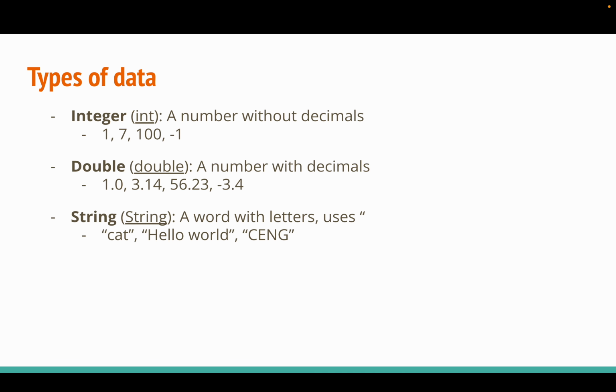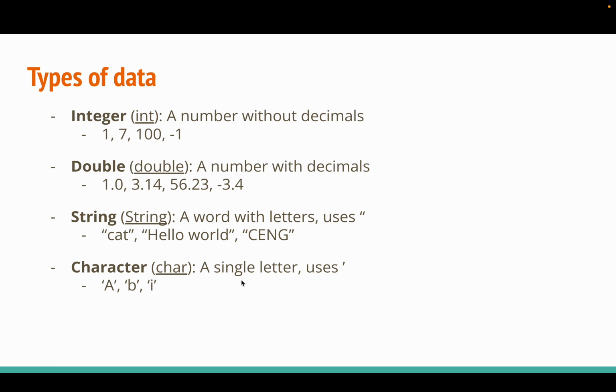Next we have strings. These are words with letters, and you use quotation marks in order to tell the computer that's a string. So cat, hello world, sang are some examples. Next, characters or chars. These are just a single letter, and they use single quotation marks. So like A, B, I, etc. And finally, we have booleans. So booleans are either true or false, and they have no other possible values.